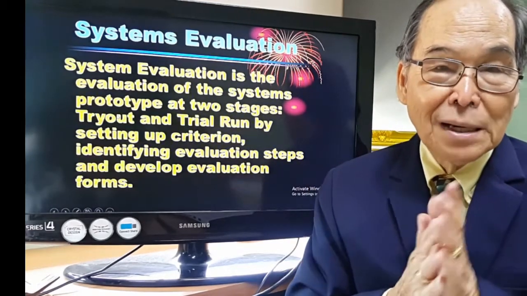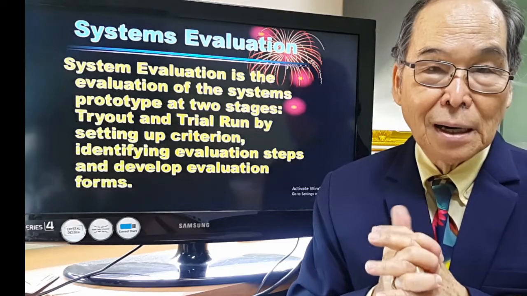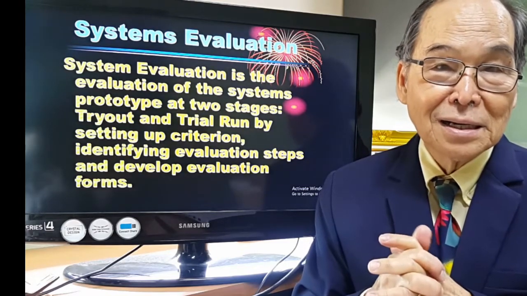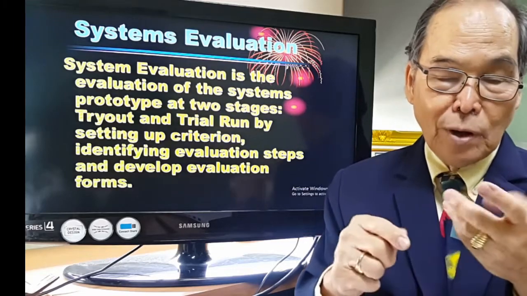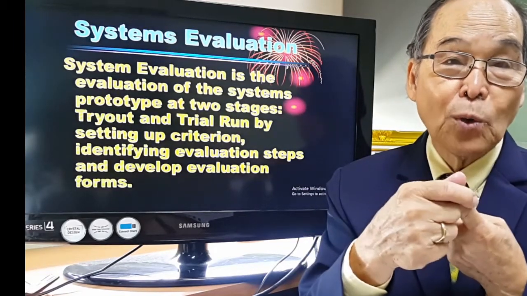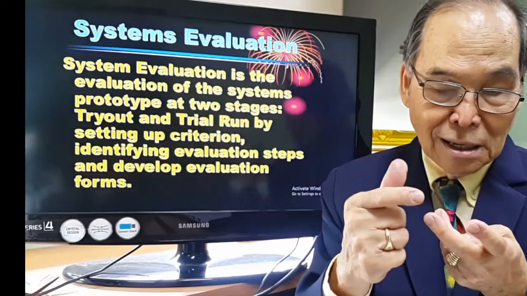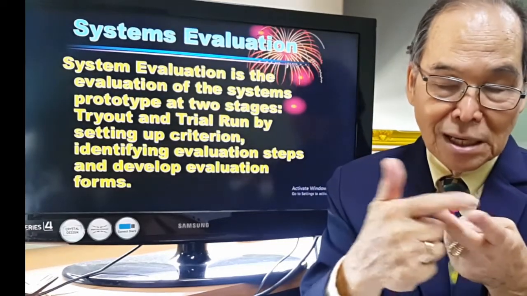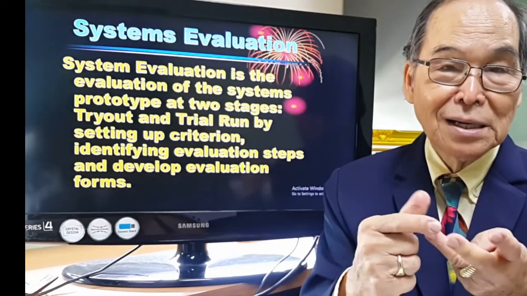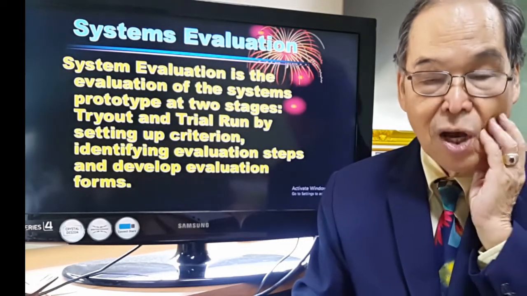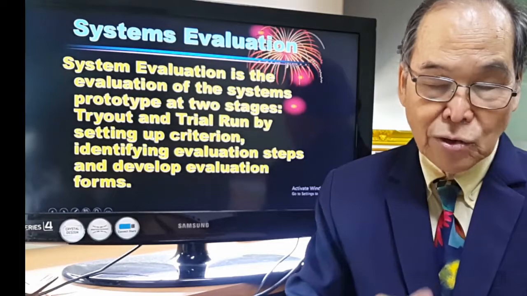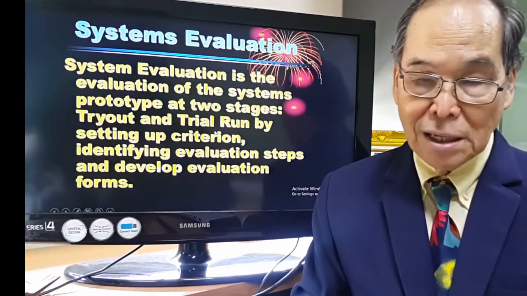For example, in testing a learning package, in a social package, you try out with one student, we call 1-to-1, individual testing, group testing 1-to-10, field testing 1-to-100. For example, this is in the trial stage. And after it meets the criteria, you put it into the trial run stage.